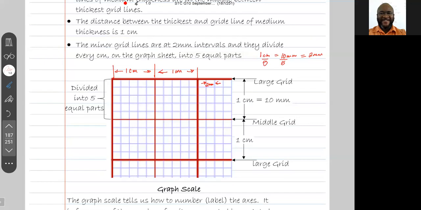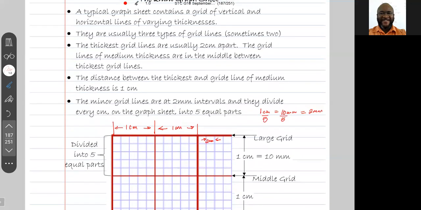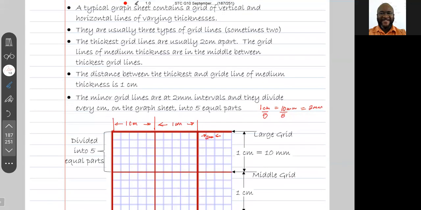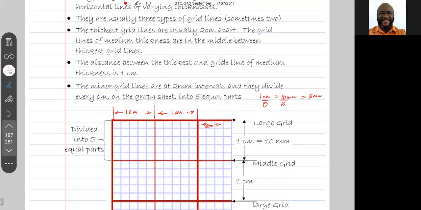So recapping, your major grid lines are at 1 centimeter intervals. For most graph sheets, it's like that. Not for all, but for most. Every centimeter on your graph sheet is divided into 5 equal parts. If you divide 1 centimeter, which is 10 millimeters, into 5 equal parts, you're going to get 2 millimeters. So therefore, the smallest interval on your graph is 2 millimeters. Hence, the reason the graph sheet is called the 2 millimeter graph sheet.